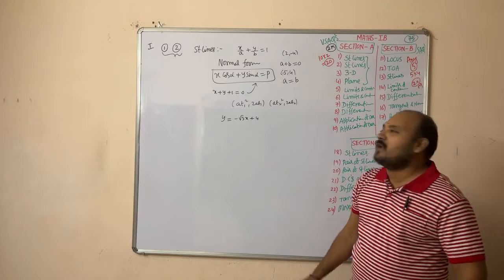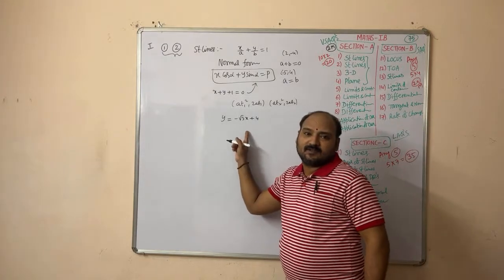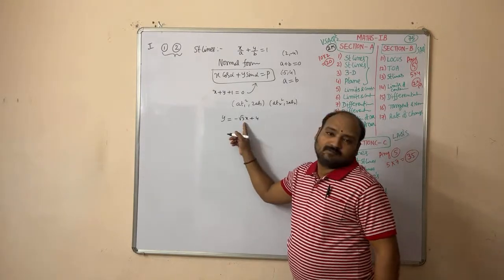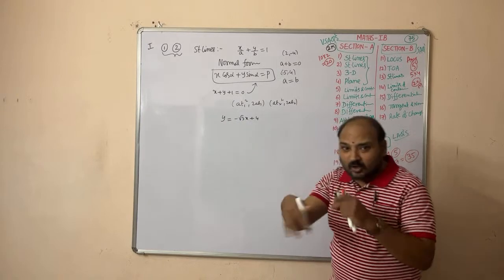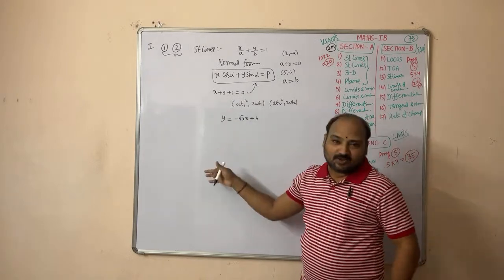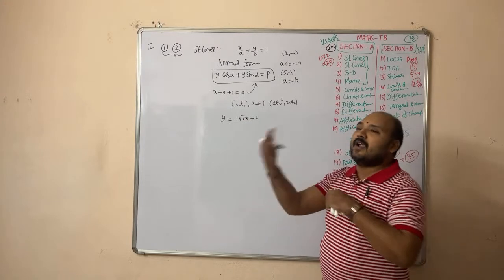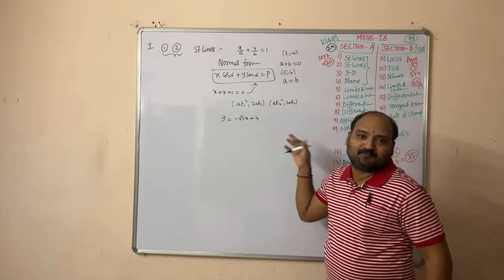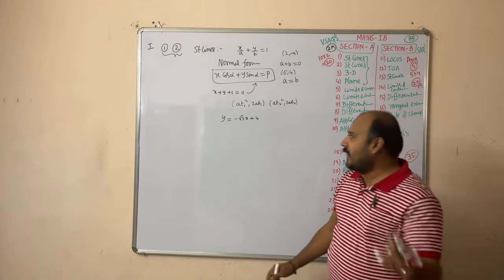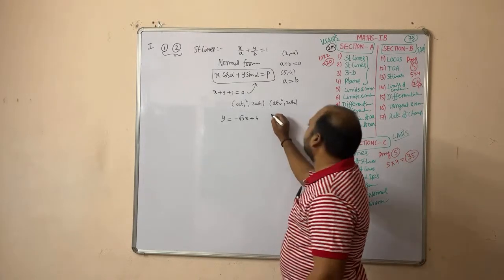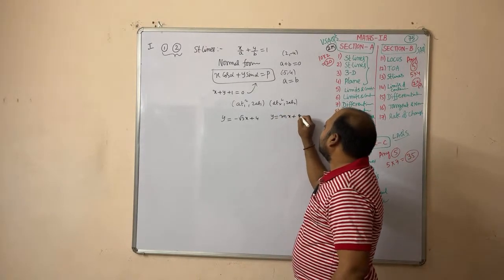Find the angle the line makes with the x-axis. Find the measure of the angle. So this equation compared with y equals mx plus c, m is equal to minus root 3, tan theta equals minus root 3, and get the theta value this way. Okay, dear students.